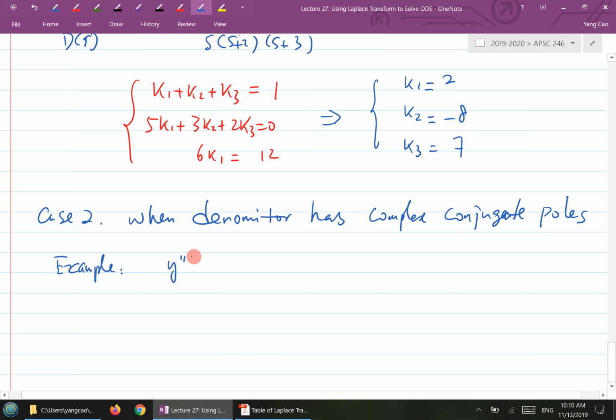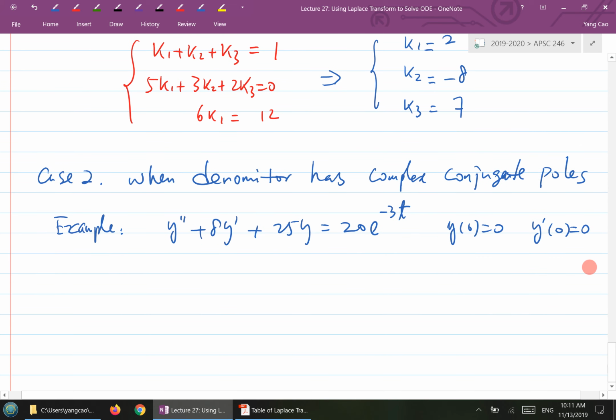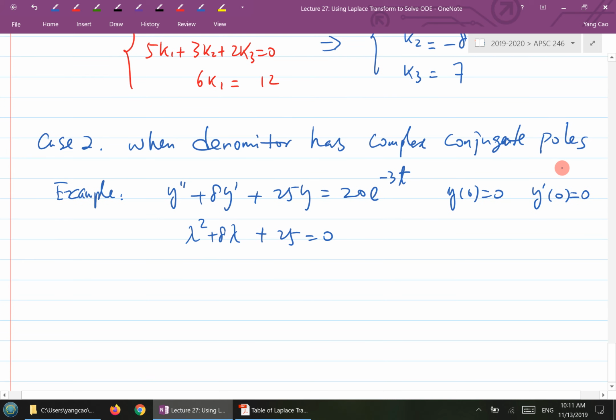So let's see, we have y double prime plus 8y prime plus 25y equal to 20 times e to the power of negative 3t. Initial conditions: y of 0 is 0, y prime of 0 is 0. There's no initial condition, it's all 0. Okay. And I want to solve this one using Laplace transform. If you solve using the time domain approach, the first step is always to get the characteristic equation, and this characteristic equation will give you complex conjugate poles. But I'm solving using Laplace.